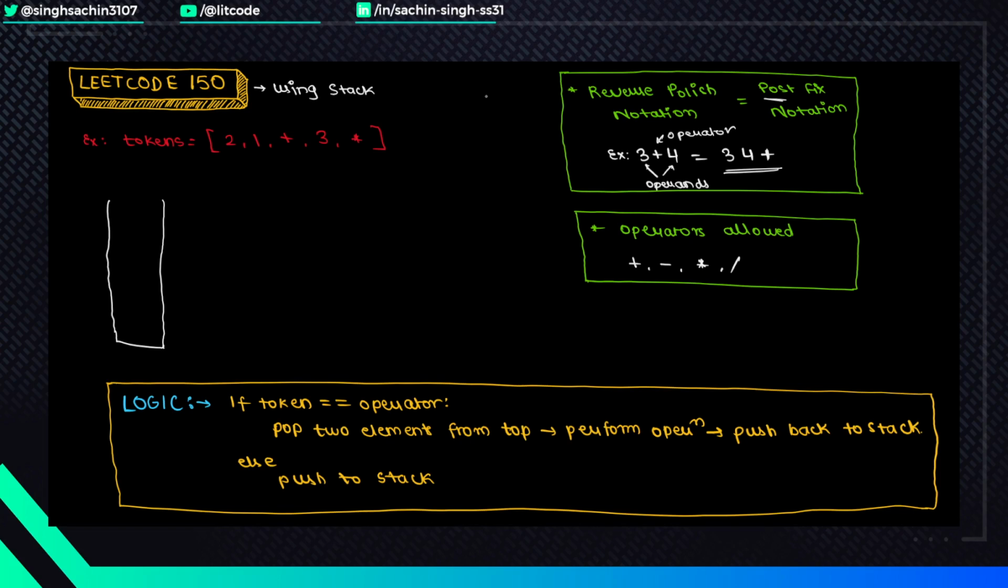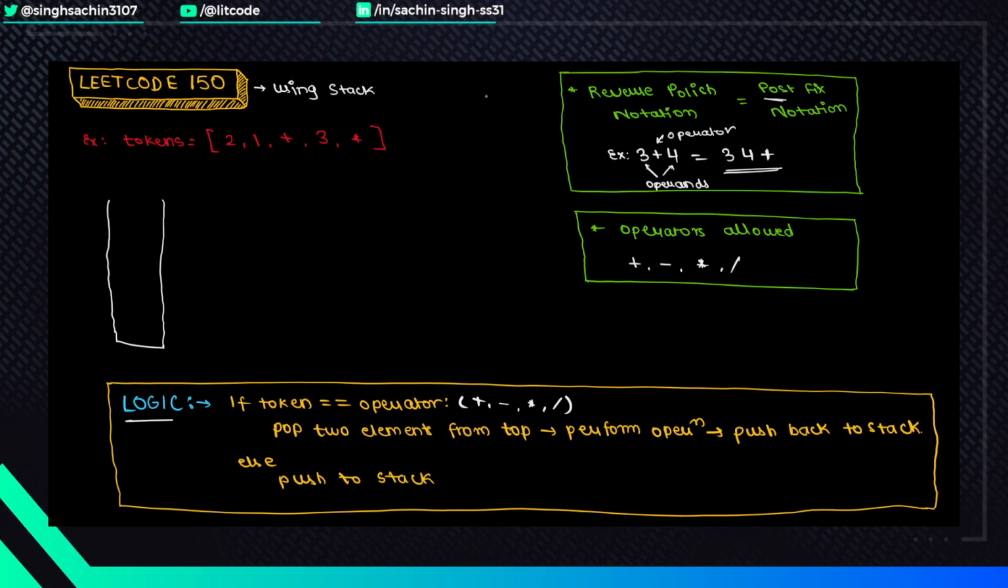This can be easily solved using a stack. And these were the operators that are allowed. So this is a simple logic which we will be implementing. We will iterate over the tokens. If the token is an operator, which are plus, minus, multiply, and divide, we will pop two elements from the top of the stack, perform the operation, and push the result back to the stack.